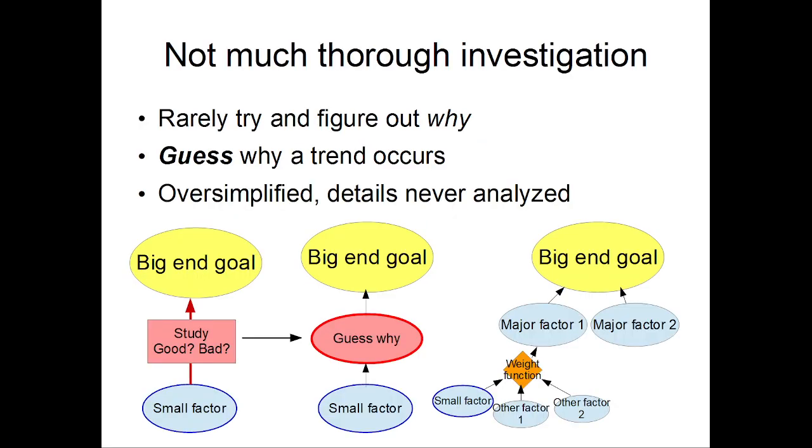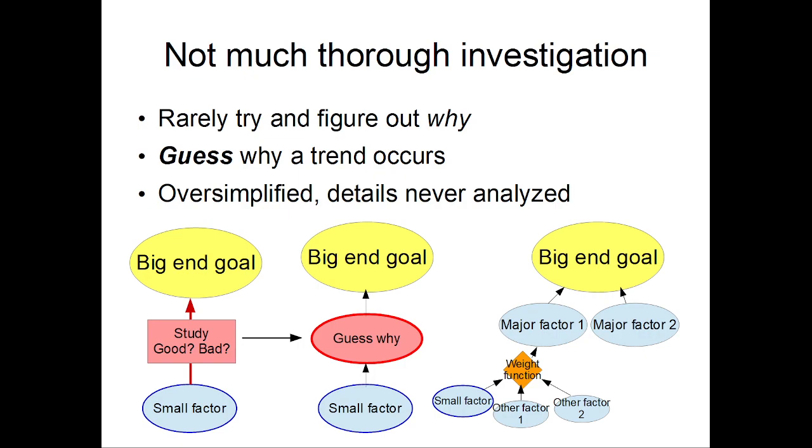So to start off, in current day research, I would argue that there's not that much thorough investigation. A lot of times we try to find some kind of small effect, but we don't really try and figure out why that effect occurs, or why changes happen, or why things happen. And something that we actually do a lot is that we do a study of some kind of small factor and how it affects some big end goal, and we might find that it has a good effect on that end goal or a bad effect on that end goal, but that's what we're looking into. We're doing the study, but we don't actually investigate the why. We just kind of guess.